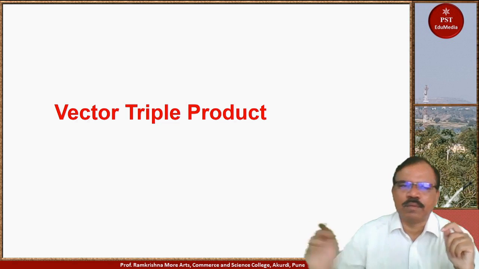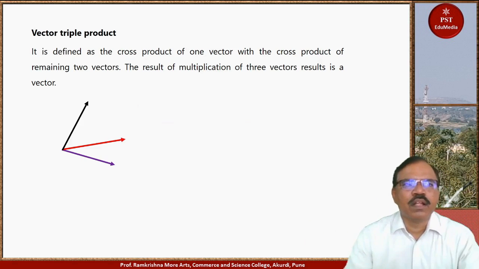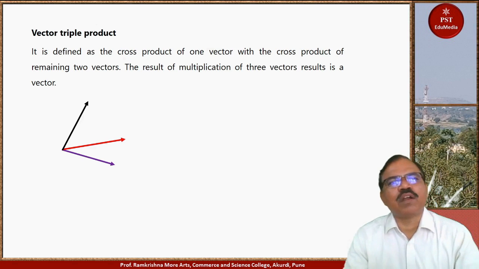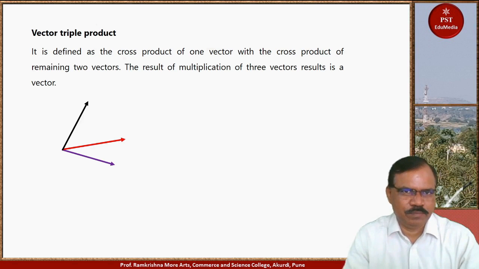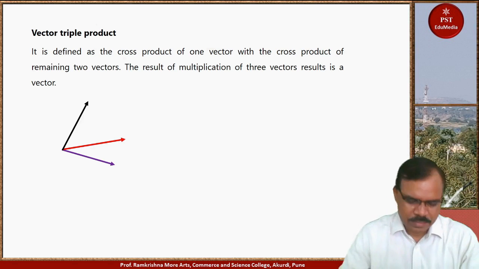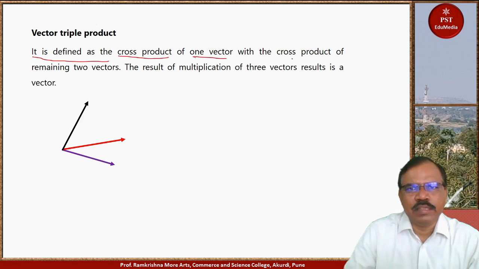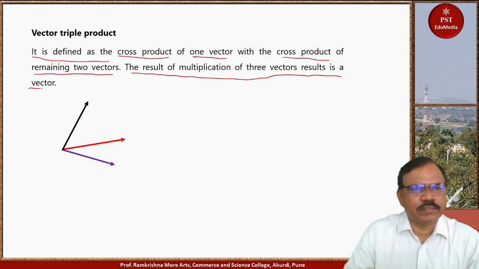Now here we will see vector triple product. What is vector triple product? It is defined as the cross product of one vector with the cross product of the remaining two vectors. And the result of multiplication of three vectors is a vector.